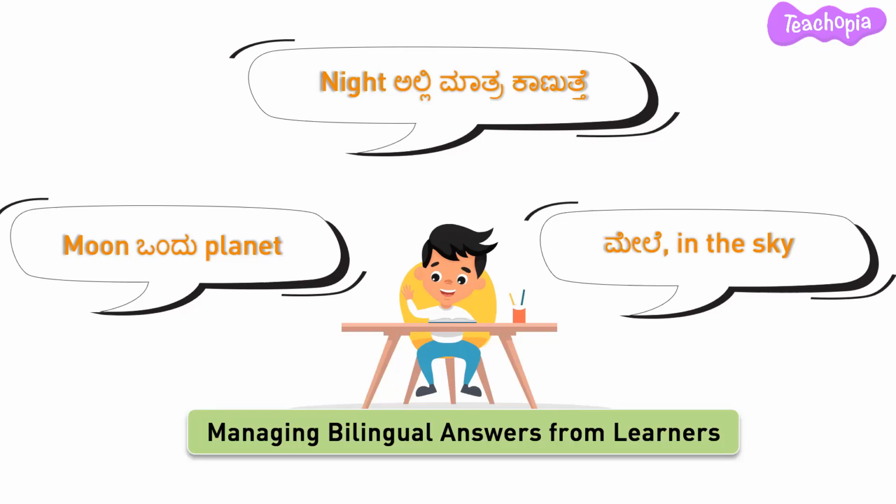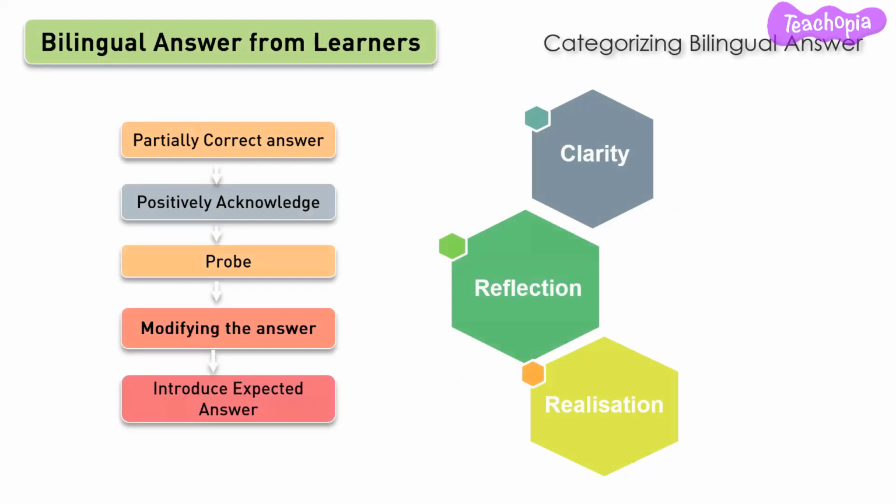So just with the example that we have at hand, which is talk about the moon, students might generally give us answers like this: "Night ali matra kanutte. Moon on the planet. Mele in sky." So how do we deal with these answers? How do we categorize these answers? Are these answers correct? Contextually, yes. Based on the language? No. So how do we categorize them? Are they correct? Are they completely incorrect? No. They fall into the category which is partially correct. And that is exactly how we will address and manage these bilingual answers.